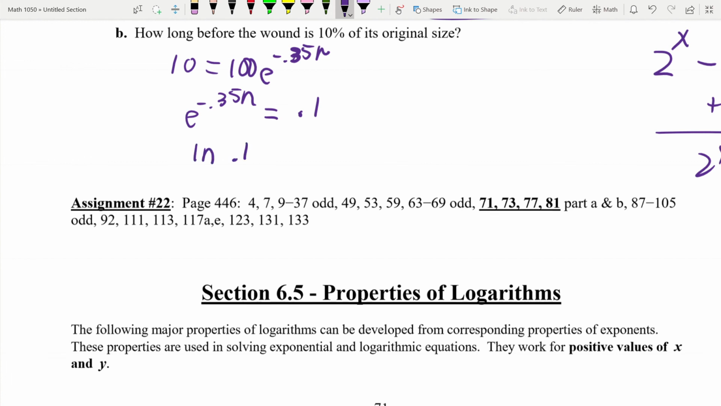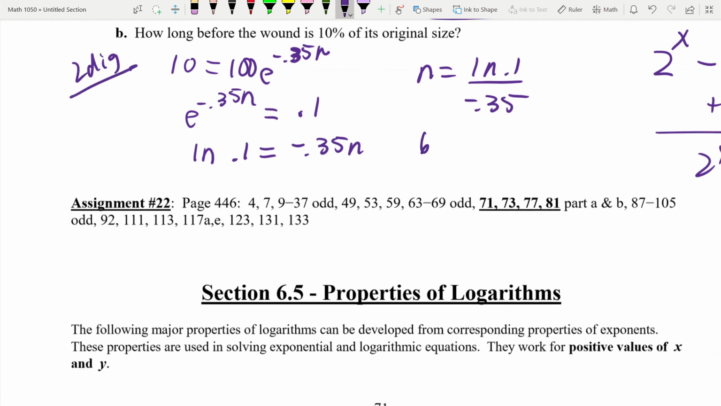Don't pack up. ln 0.1 is negative 0.35n. N equals ln 0.1 divided by negative 0.35. Everybody go ln 0.1, parenthesis, divided by negative 0.35. Hit enter. We're going to go 2 digits, and it is 6.58, and that is days. Okay? All right. That's it.